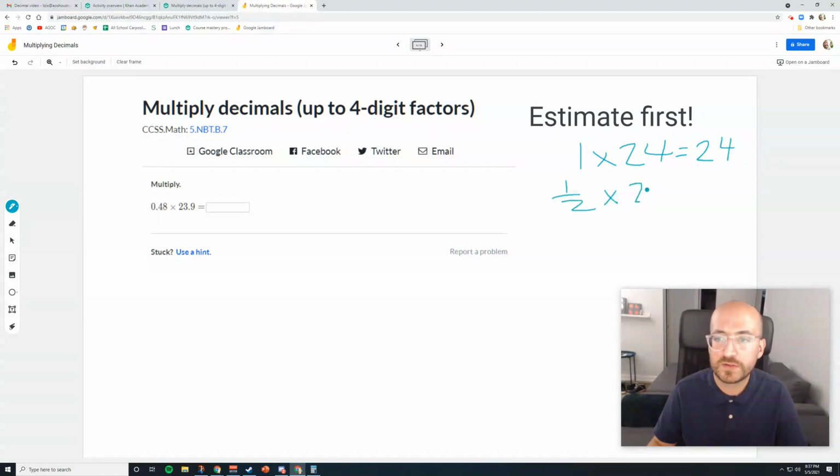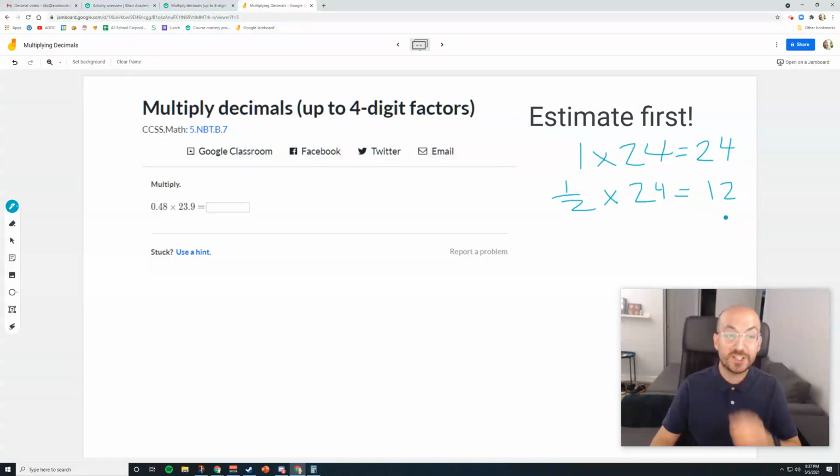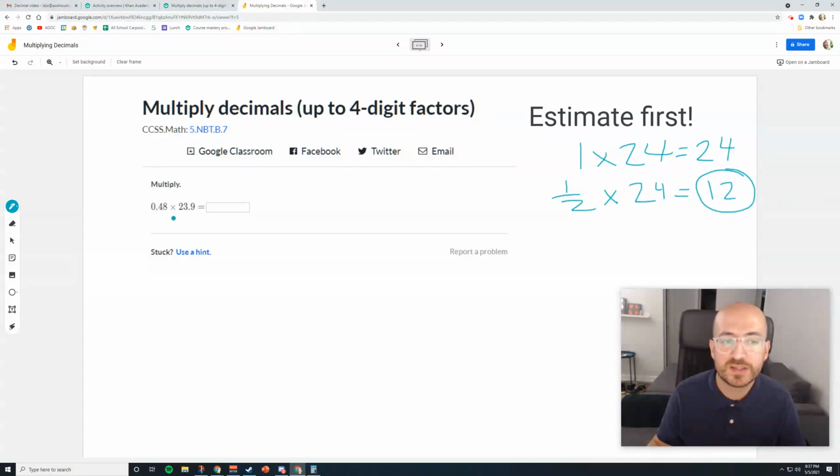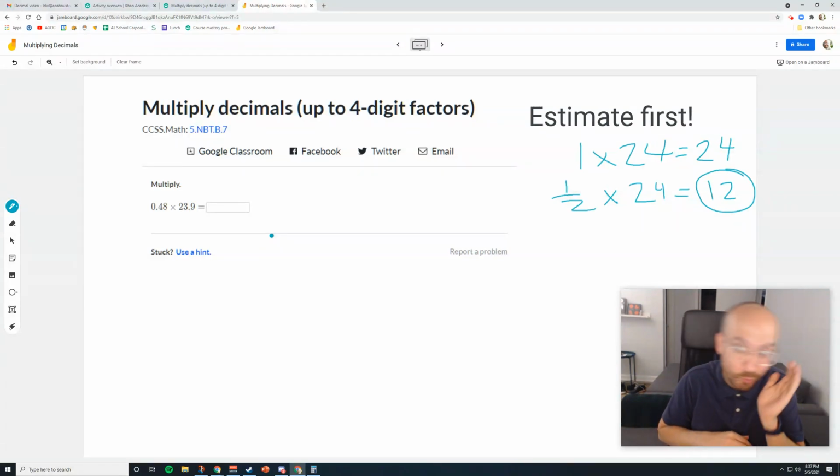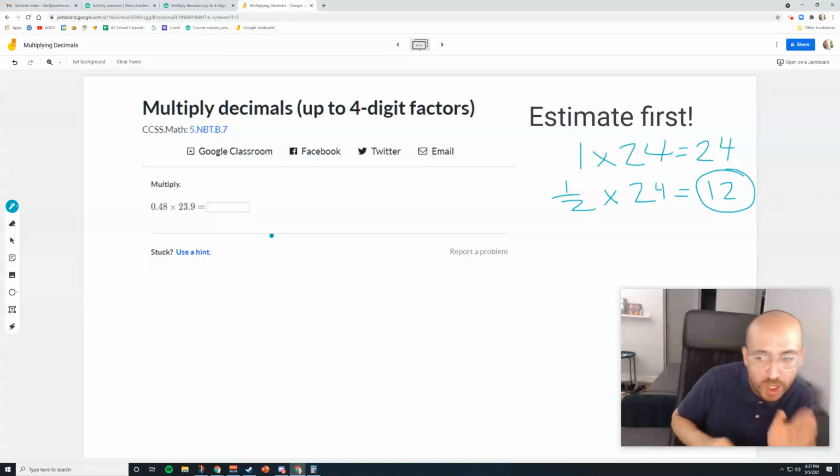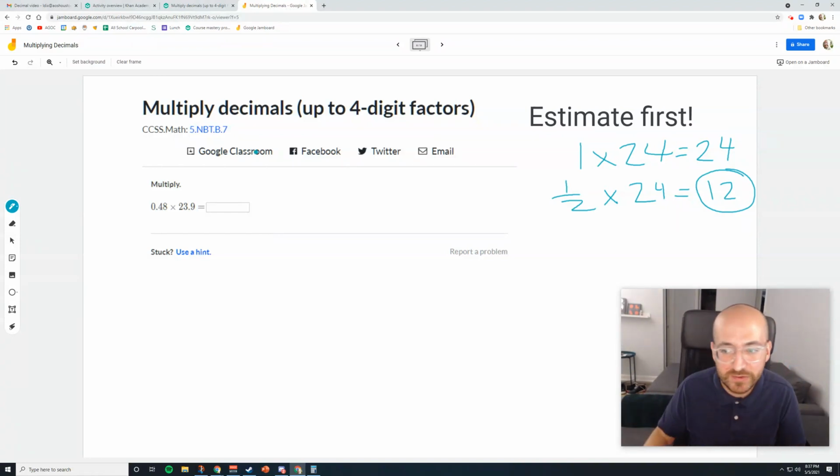All right. Half of 24 is 12. So it's actually really close to 12 because this is really close to half. And that's pretty close to 24. So I think 11 point something, yeah. 12 point something, yeah. 15, no. 2.4, no. 11 or 12. Okay.